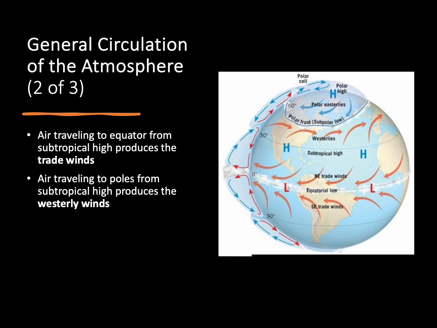But in addition to the high pressure zone at 30 degrees north and south of the equator, our poles, the north and south poles, are high pressure zones as well. So we also have high pressure escaping our poles and moving farther down towards our subtropical highs, and these are going to produce winds that are called the westerly winds.